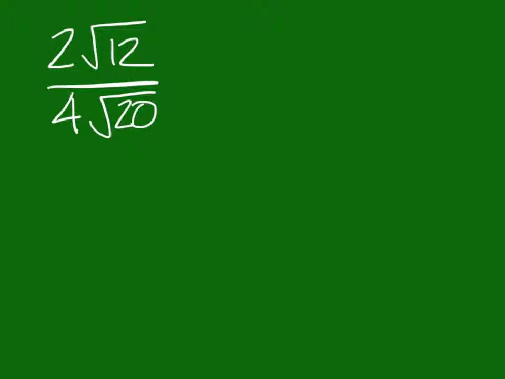Example 2. On this one, you can use the shortcut. You can notice that the square root of 12 over square root of 20 can simplify as a fraction. Also, the 2 over 4 can simplify as well. So start with the 2 over 4 and make that 1 over 2. You don't have to write the 1 on top unless there's nothing else up there. 2 over 4 reduces to 1/2, but we just write the 2 on the bottom.